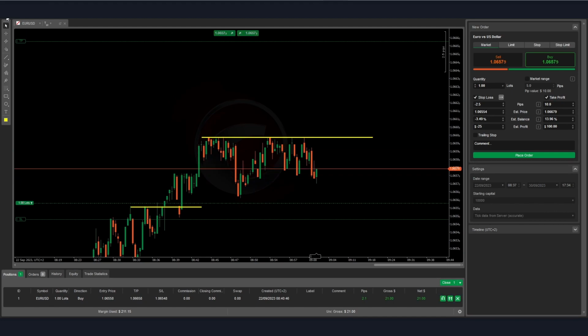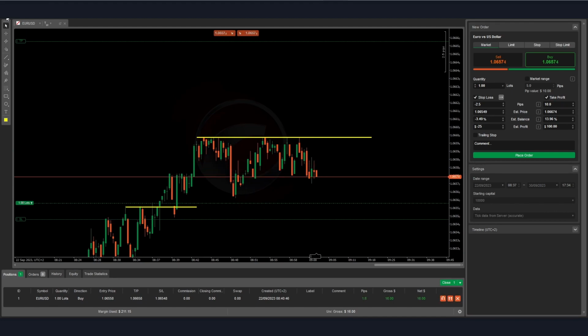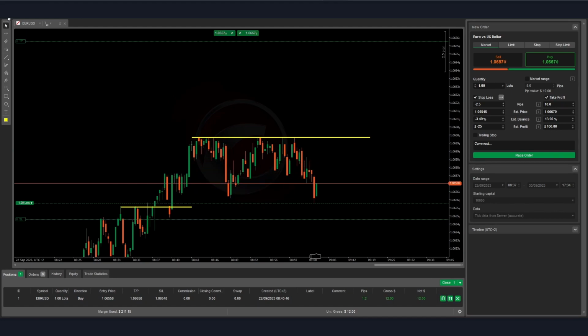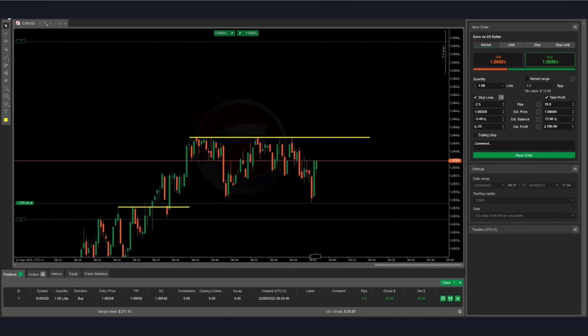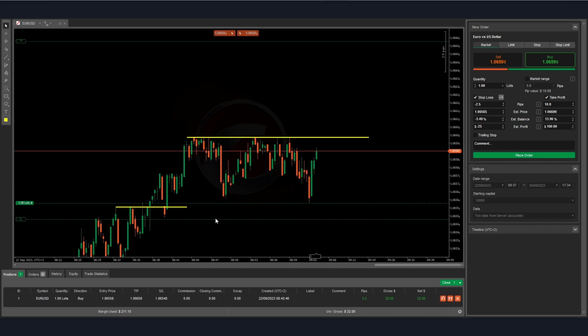So as you can see, London is open, there's a lot more volume. And as you can see over here, we would have probably been tapped for a split second by the pullback, but the price after that is simply going bullish. So I'm happy to have my first trade idea safe.